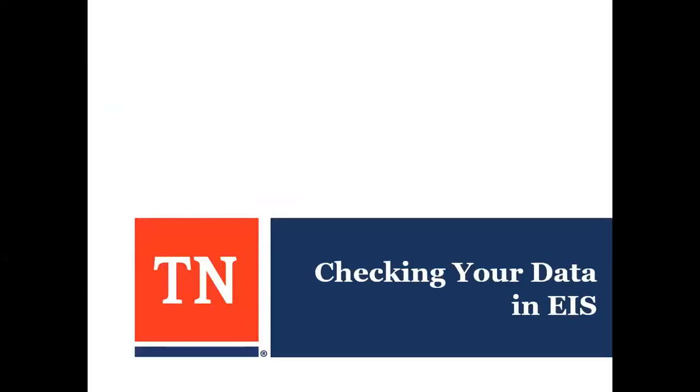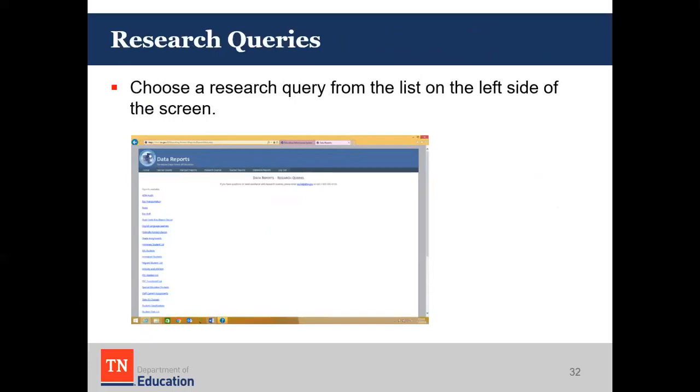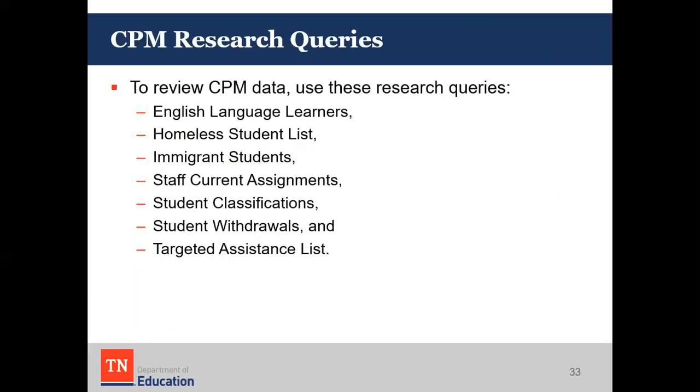Next, we'll review how to check your data in EIS. To check your data in EIS, log in as a district or school user. Select Data Reports and Research Queries. Choose a research query from the left side of the screen. To review CPM data, choose English language learners, homeless student list, immigrant students, staff current assignments, student classifications, student withdrawals, and targeted assistance list.